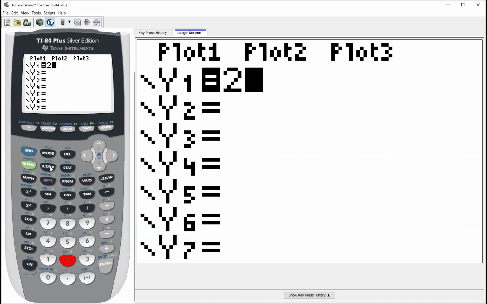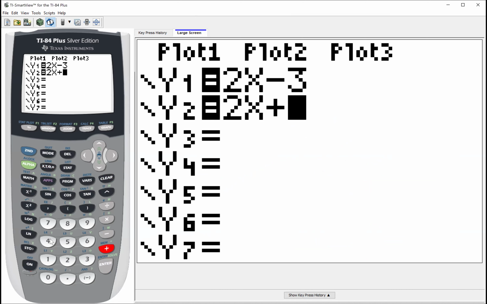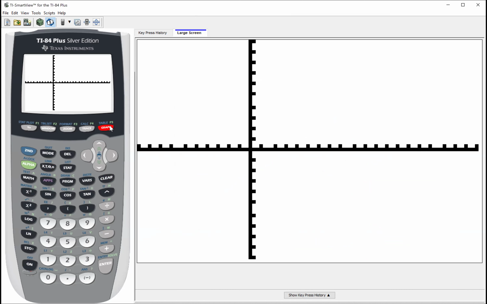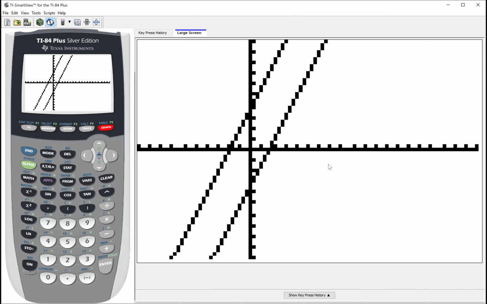So we have 2x minus 3, and then we have y equals 2x plus 4. And let's graph. And again, we see that we have a set of parallel lines. So it doesn't hurt, if you were taking a quiz or a test or even doing homework, and you had to come up with the equation of a parallel line, you could always graph your answer and see that they're parallel.